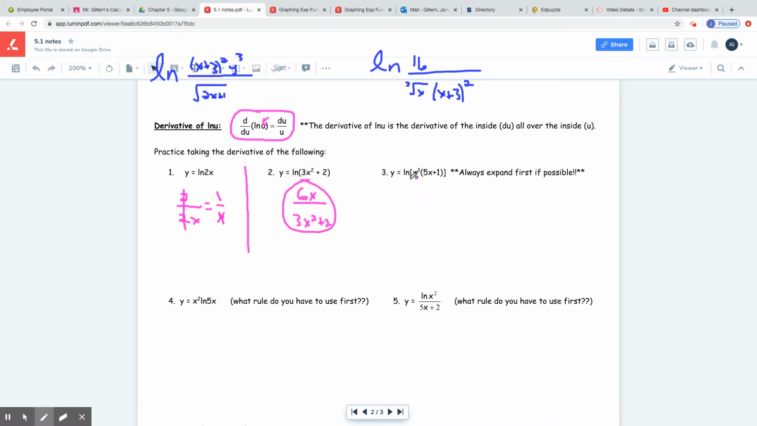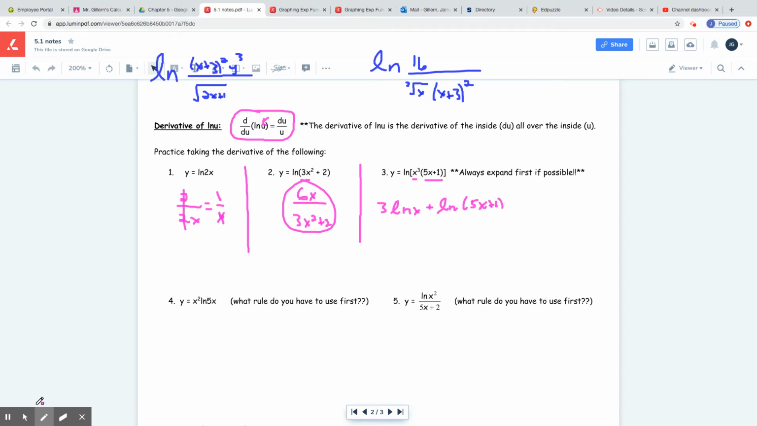Now, in this natural log, we have x cubed times something, and it looks like, oh, this is going to be a pain. Well, not really, because since all of this is inside a natural log, we can expand it first. We can make it into two natural logs: 3 natural log of x plus the natural log of 5x plus 1.